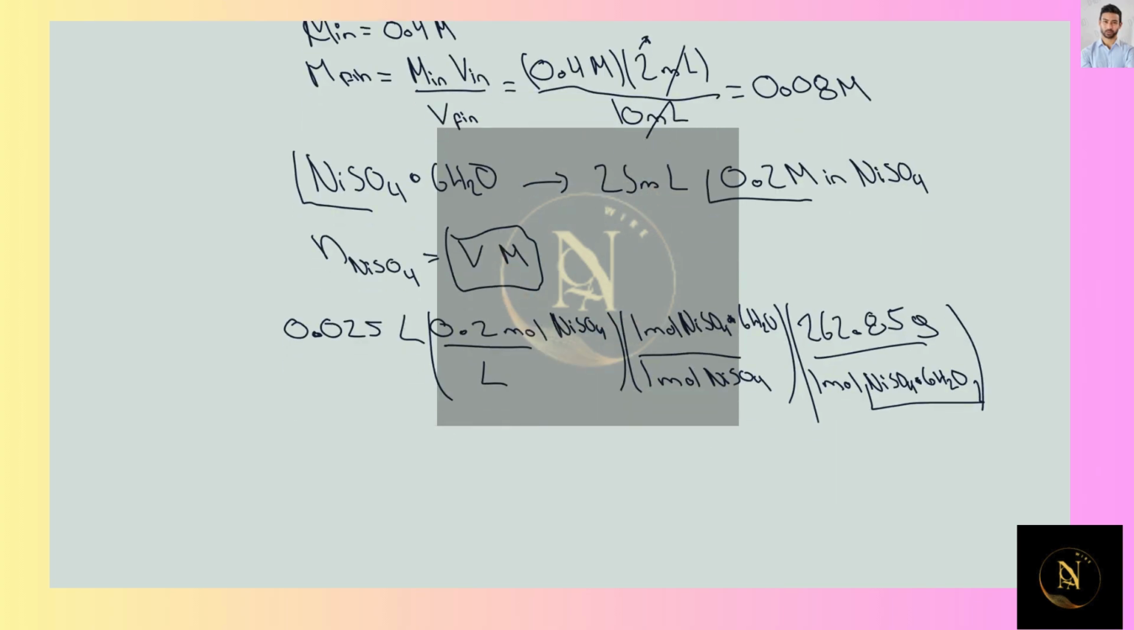So, with all of these conversion factors, what we're going to find is liters and liters go out, mole and mole go out, mole and mole go out, and we end up with grams of nickel sulfate with the 6 waters. So the result will be equal to 1.31425 grams of nickel sulfate with 6 waters.